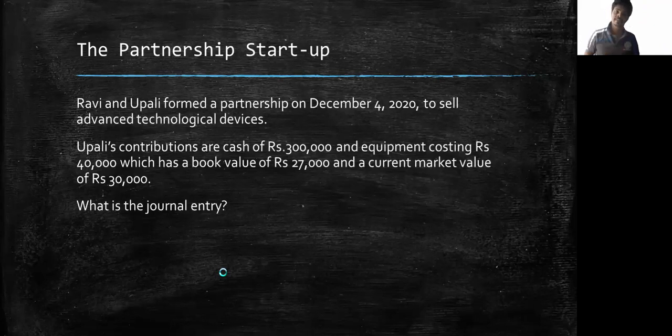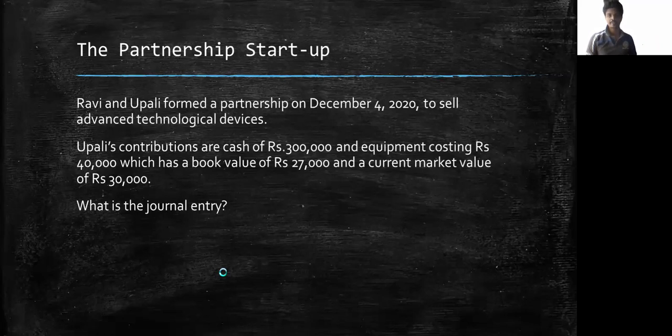Ravi and Upali formed a partnership on December 4th, 2020 to sell advanced technological devices. They have formed a partnership and they are having a certain objective. Upali's contributions are cash of rupees 300,000 and equipment costing rupees 40,000.